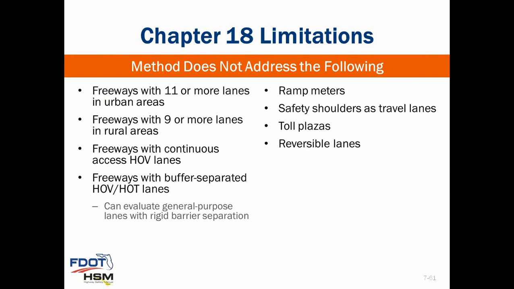It does not address freeways with continuous access HOV lanes, or those with buffer-separated HOV lanes. In contrast, the method can address the general purpose lanes of a freeway that has a barrier-separated HOV lane. In this case, the separating barrier must be either guardrail or a concrete safety shape. Now, to continue, the method does not address freeways with ramp meters, safety shoulders used as travel lanes, toll plazas, and it doesn't address reversible lanes.